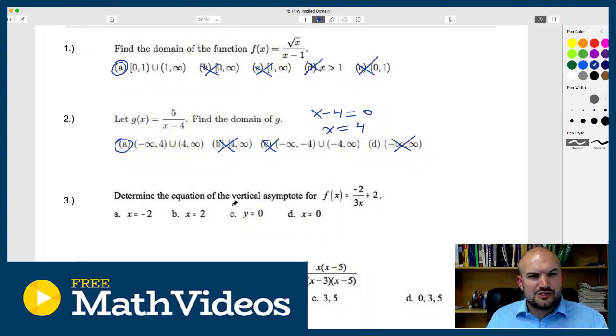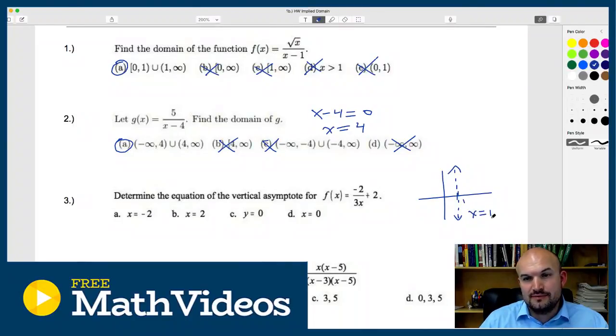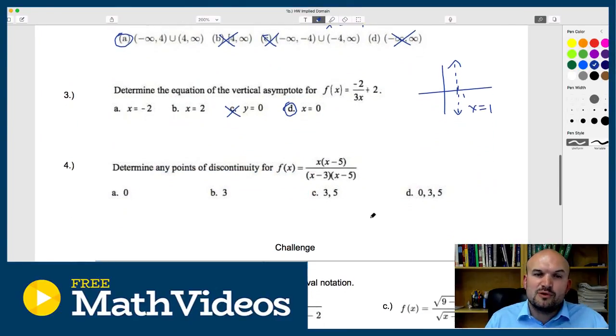Okay. Determine the equation of a vertical asymptote. So again, remember, if you're graphing a vertical asymptote, like for instance, here's 1, that's a vertical line, right? So it's a vertical line at the x value of 1. So this would be x equals 1. So vertical asymptotes are, first of all, going to be in the form of x equals. So that one doesn't work. And then we have to look at, well, where is the function undefined? Well, the function is undefined when the denominator is equal to 0. What is the only value that makes the denominator equal to 0? That is d.